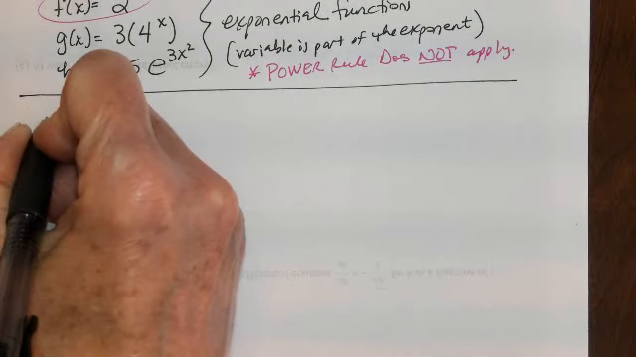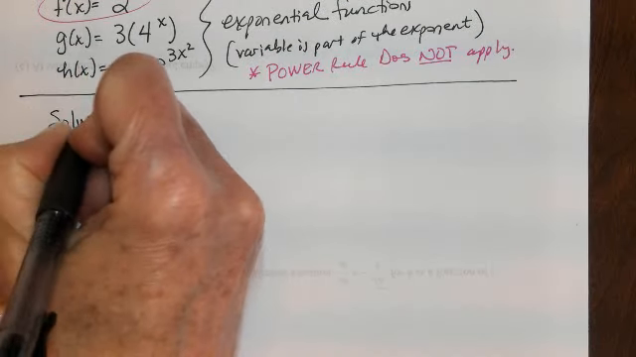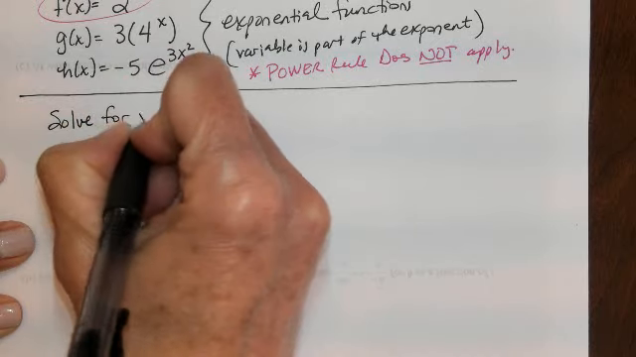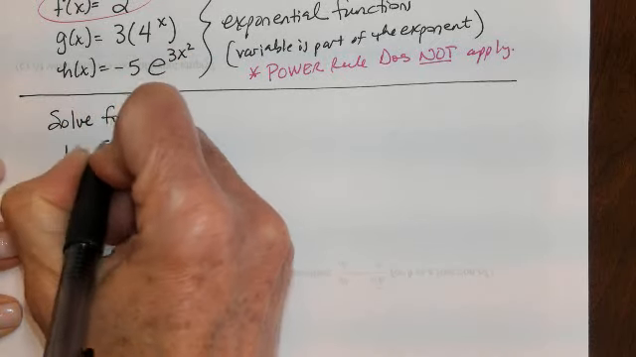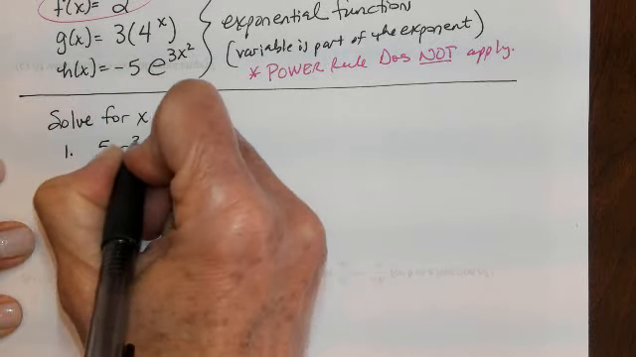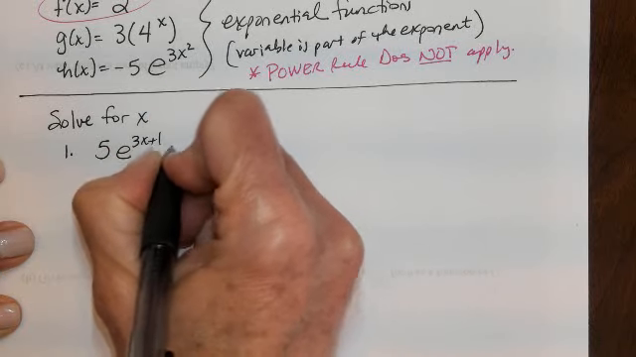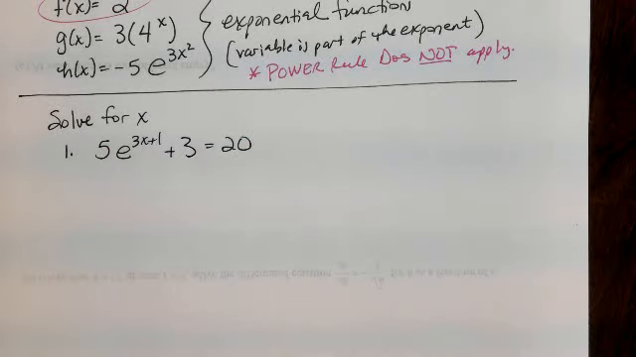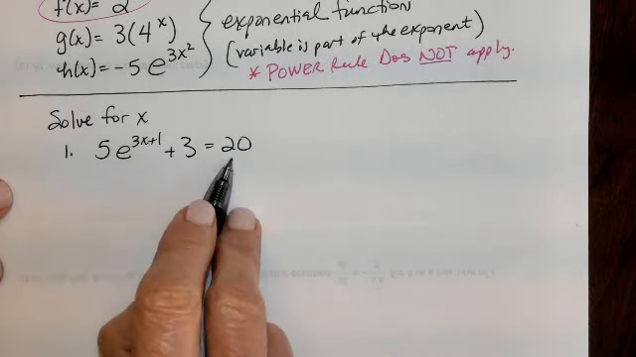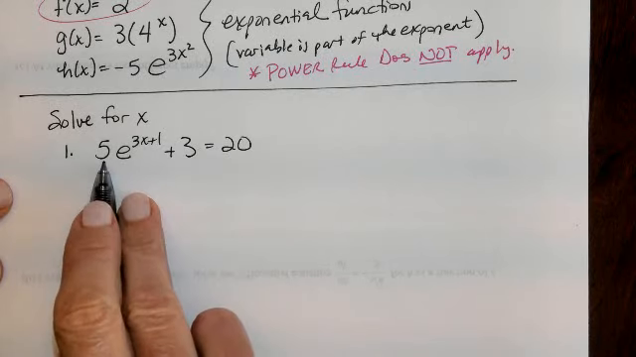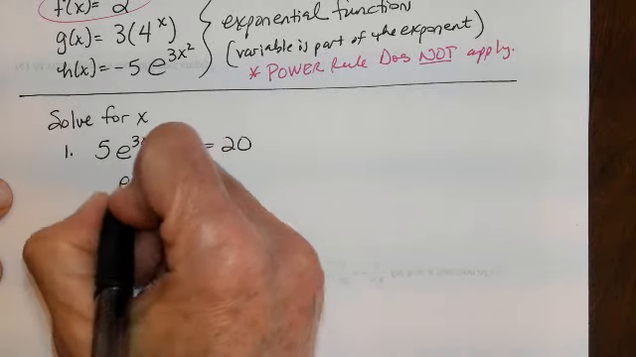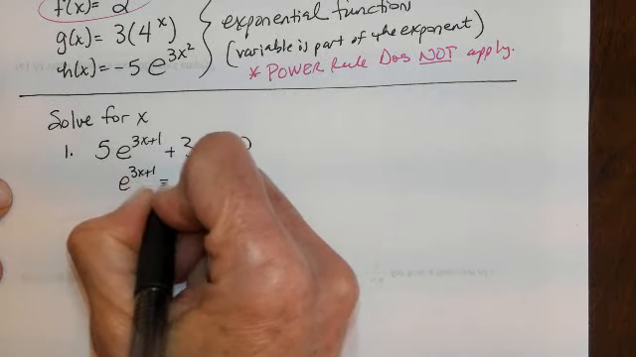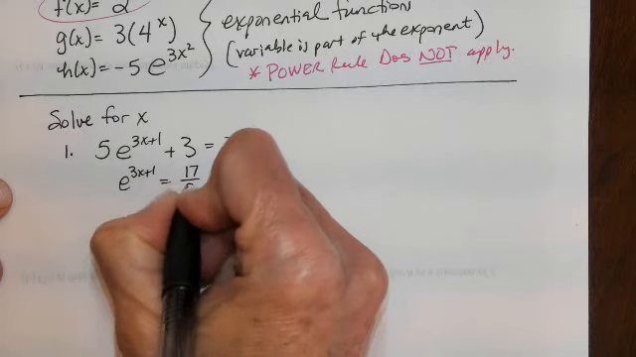Let's start by solving some equations. So let's solve for x. A couple of little examples. If we have 5e to the 3x plus 1 plus 3 is equal to 20, let's solve for x. First, we're going to isolate the exponential function. So subtract 3 from each side. Then divide by 5. So e to the 3x plus 1 would be 17 over 5.